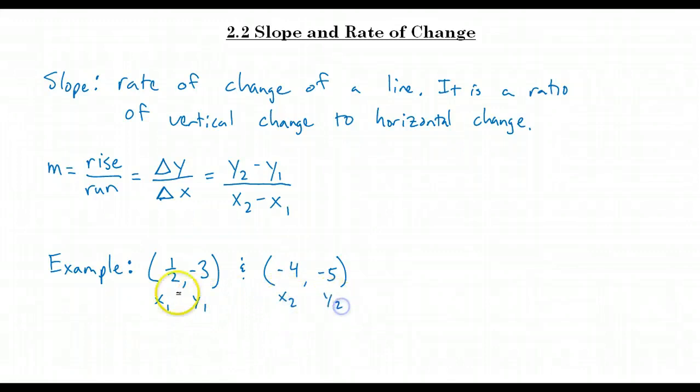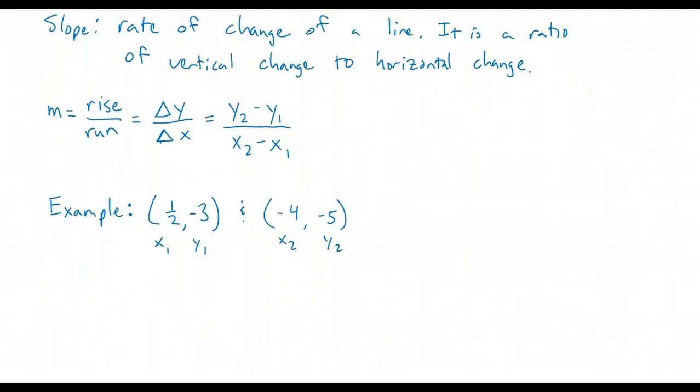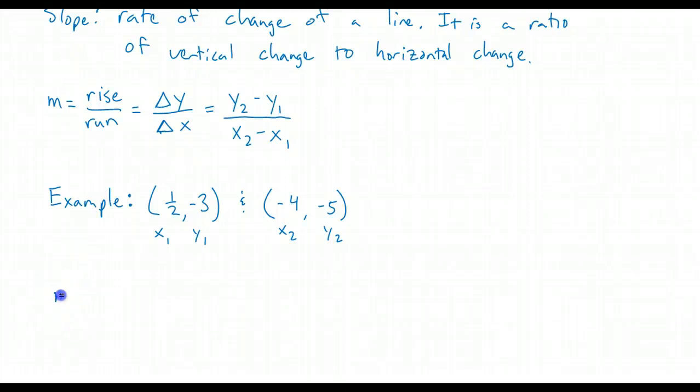If I switch these around and made these points x2, y2 and these x1, y1, I'm going to get the same slope. The slope from here to here is the same as the slope from here to here. Once I've labeled my points, I just plug them into the formula. The slope equals y2, -5, minus y1, -3, over x2, -4, minus x1, 1/2.